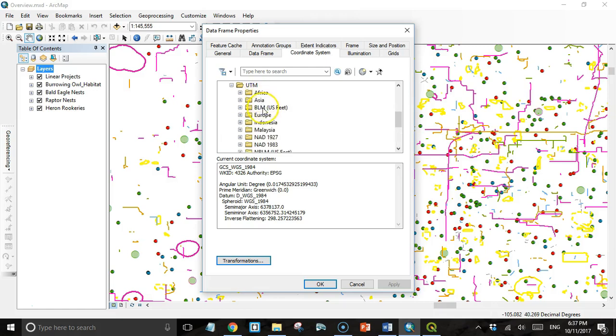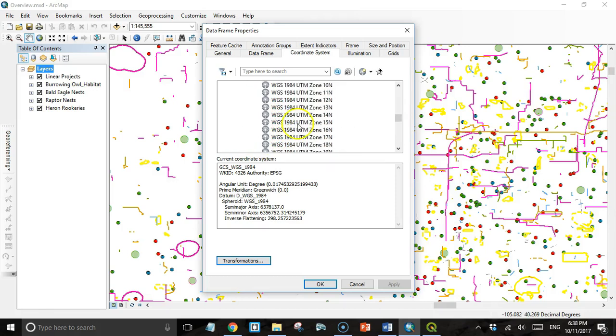And so under UTM, then they start looking at geographic areas and also some specific datums. And then within those are categorized northern and southern hemisphere, and then by the zone. The UTM system divides the Earth up into 60 different zones. Each zone is 6 degrees of longitude, so 60 zones of 6 degrees each is 360 degrees, which is the circle around the Earth.